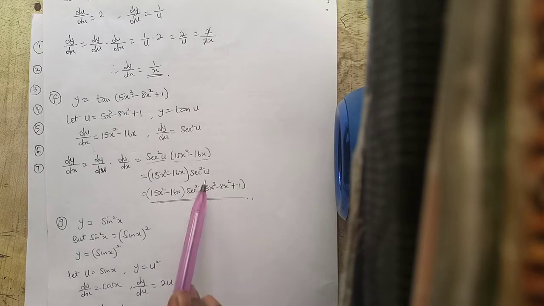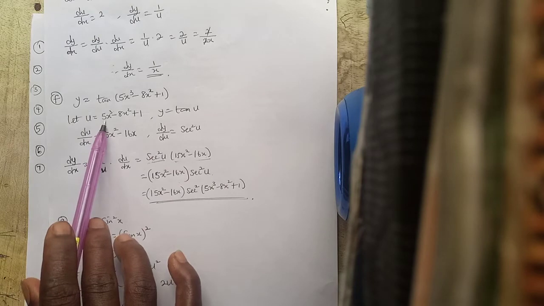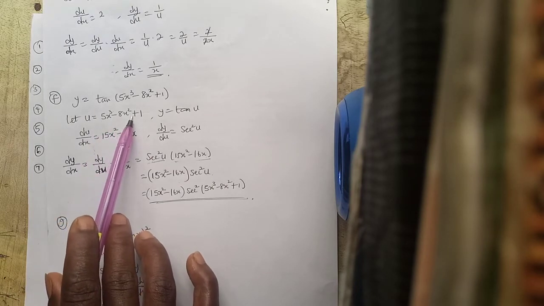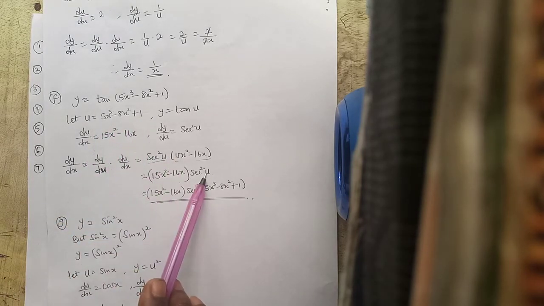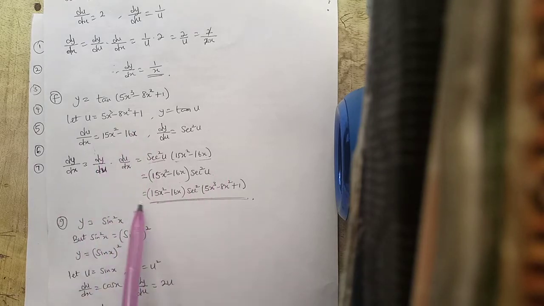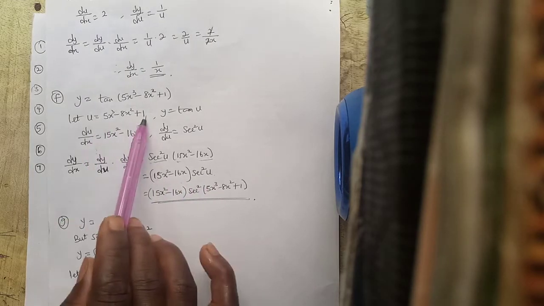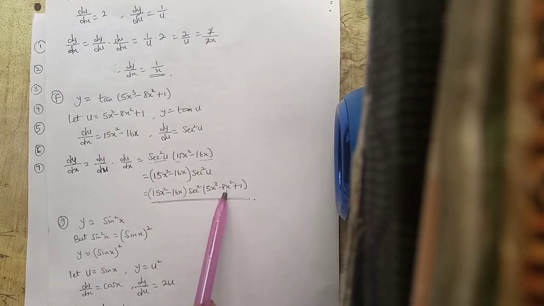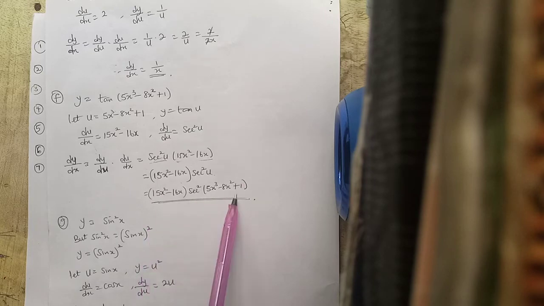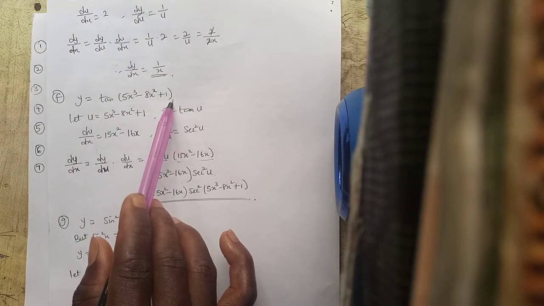This is our answer, but don't forget that we change our u back to the function of x. u equals 5x cubed minus 8x squared plus 1. So now we write u to be this. Then finally, dy/dx is (15x squared minus 16x) sec squared u. But u is this, which is 5x cubed minus 8x squared plus 1. And this is our differentiation for this function.